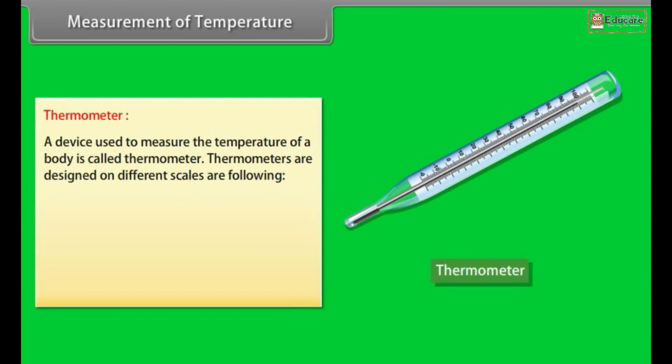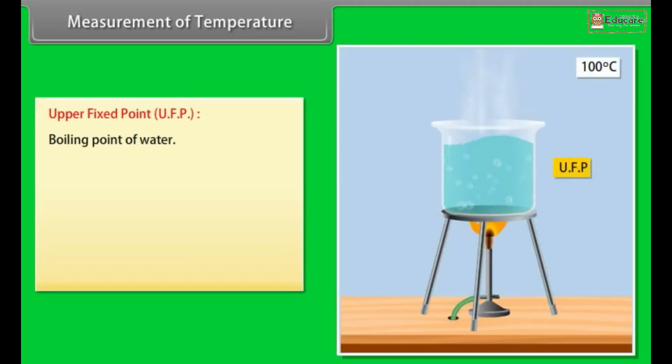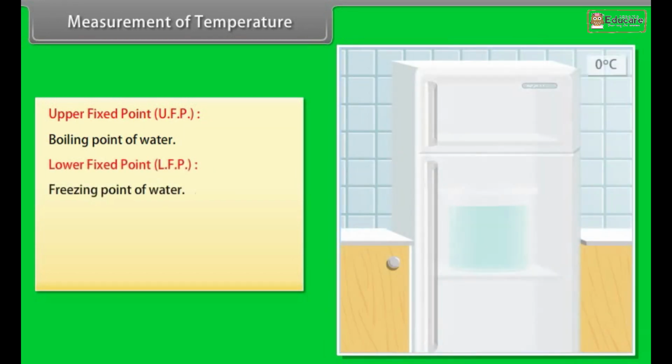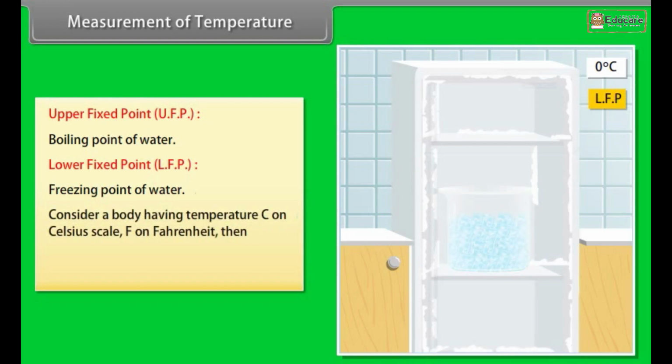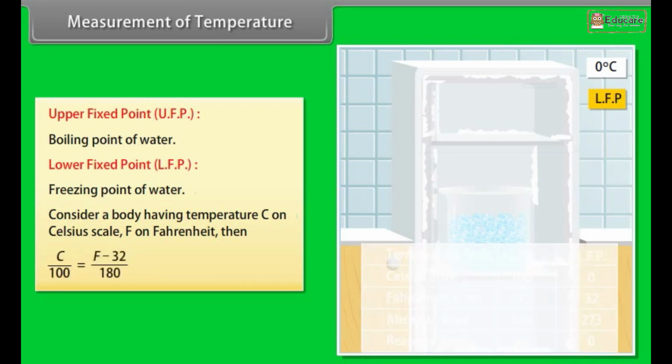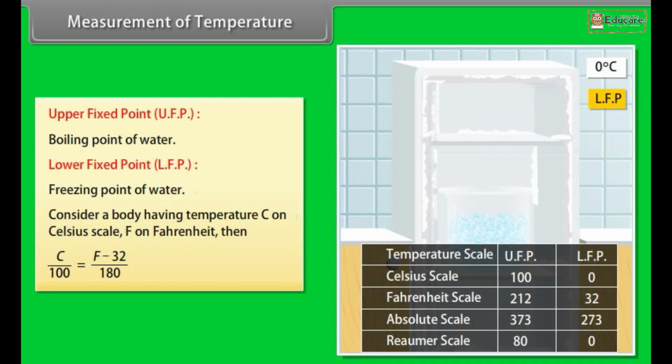Measurement of temperature. A device used to measure the temperature of a body is called a thermometer. Thermometers are designed on different scales, as follows: Celsius scale, Fahrenheit scale, Kelvin scale, and Reamur scale. Boiling point of water is known as upper fixed point. Freezing point of water is known as lower fixed point. Consider a body having temperature C on Celsius scale and F on Fahrenheit scale. Then C/100 = (F - 32)/180.